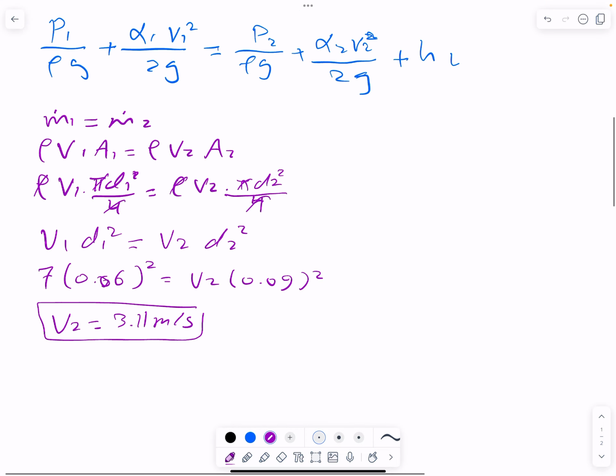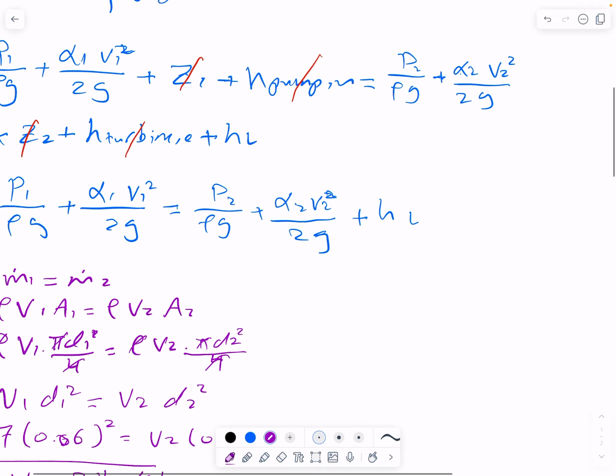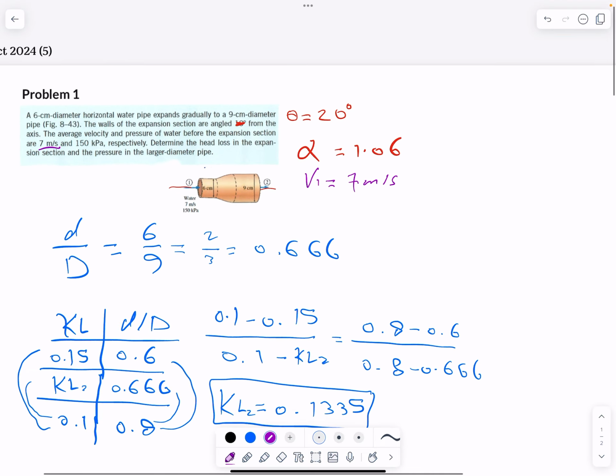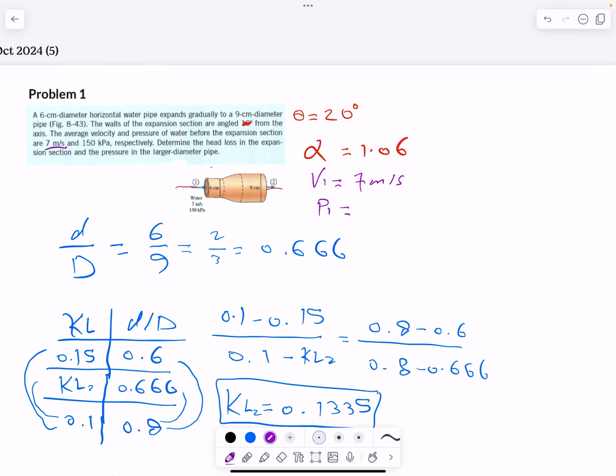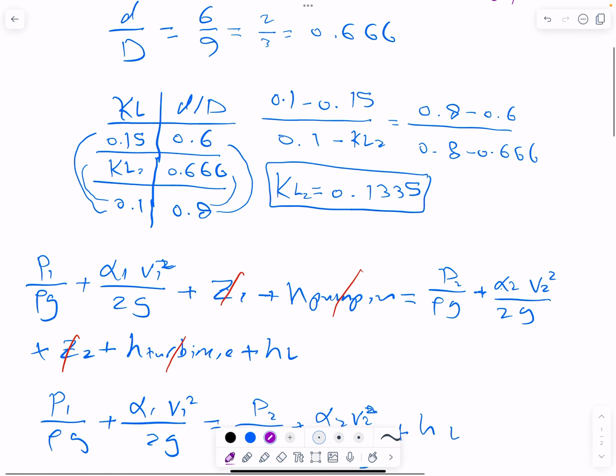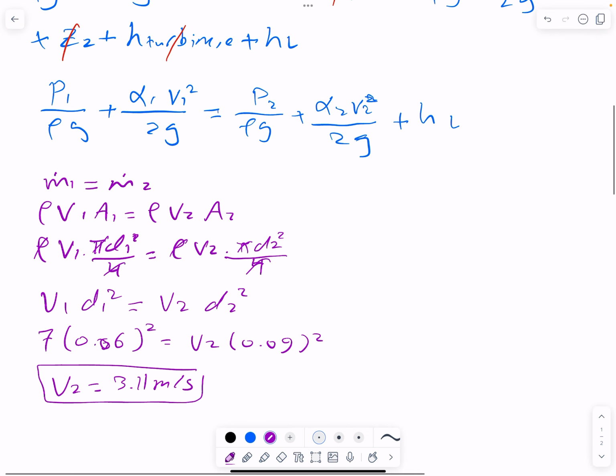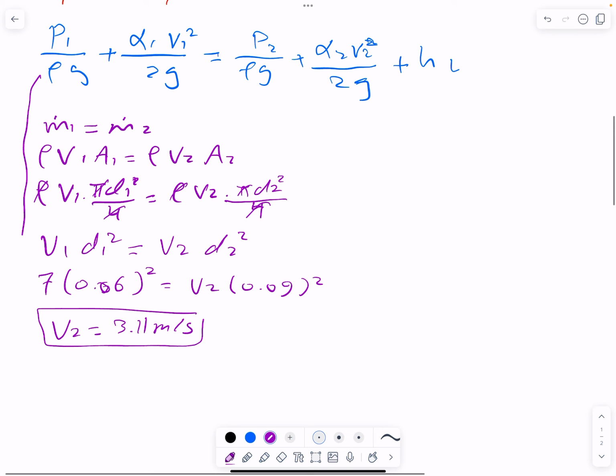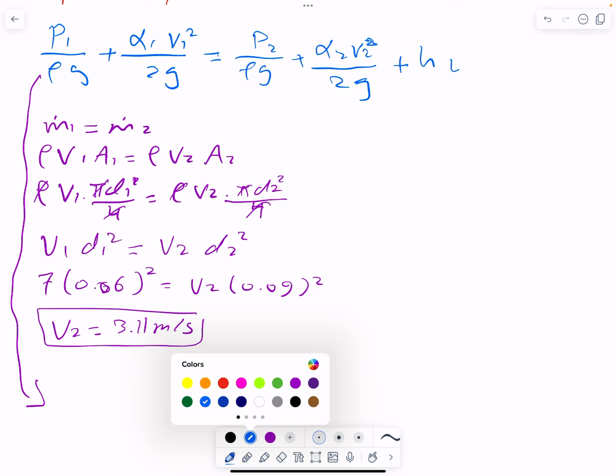Now we found V2 and we already have V1, and we also have P1, which is equal to 150 times 10 to the power 3 Pascal. So now let's continue from this equation. We continue here, so let's use another color, for example this blue.